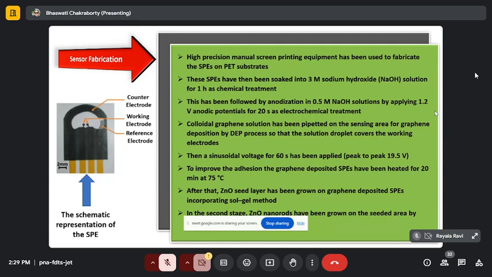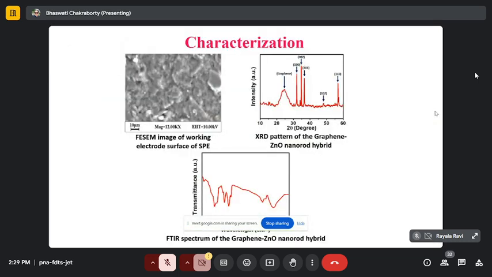Here, graphene has been deposited by a dielectrophoresis method, which is a very cost-effective method for graphene realization. On top of graphene, we have developed zinc oxide nanorods. So this is actually a graphene ZnO heterostructure, which we have realized over here. Now we have also performed some characterization, namely FESEM, XRD, and FTIR.